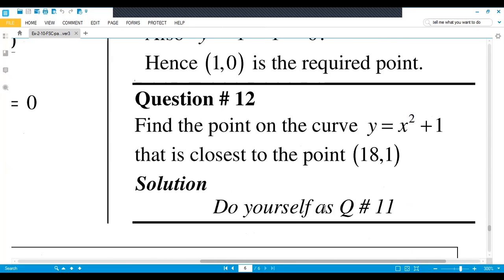For question number 12, it is just like question number 11, no change. You try to do it. If you have any question or any confusion, you ask in the Zoom meeting class. I hope you will understand it.